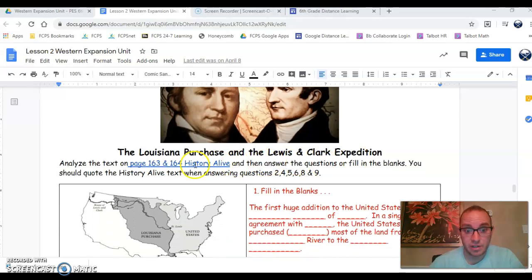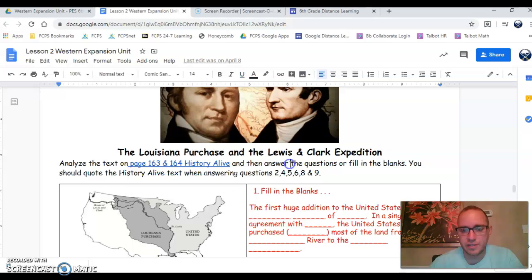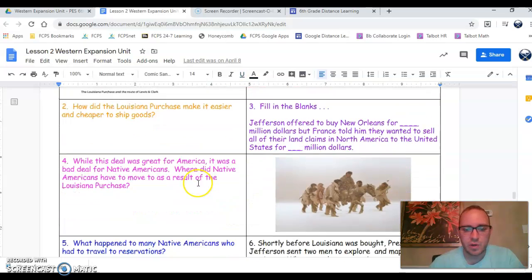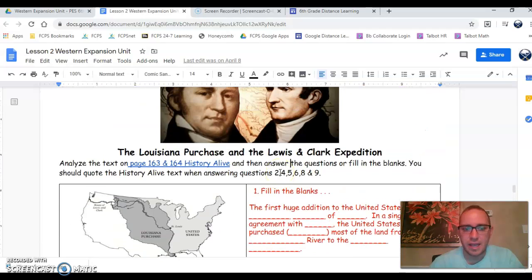For this activity, you're going to be analyzing some text. And you're going to click on the text for the History Alive lesson. I believe there's 2 pages of text that you're going to use. You're going to be filling in some blanks, answering some questions in complete sentences here. There's 9 questions total. And specifically, you want to try to quote the text if you can. That means you write a sentence starter, you find the specific answer in the text and quote it for questions 2, 4, 5, 6, 8, and 9.